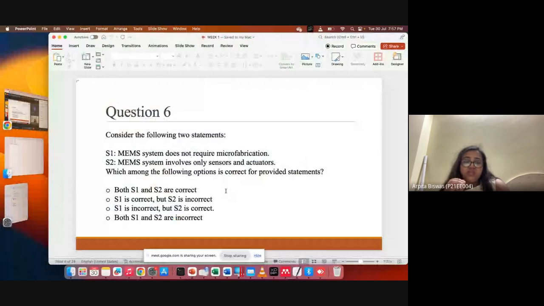See carefully. MEMS system does not require microfabrication. Okay, this statement is incorrect. Of course, MEMS system requires microfabrication. But what about statement two? MEMS system involves only sensor and actuator. So think carefully. MEMS system only involves the sensor and actuator.